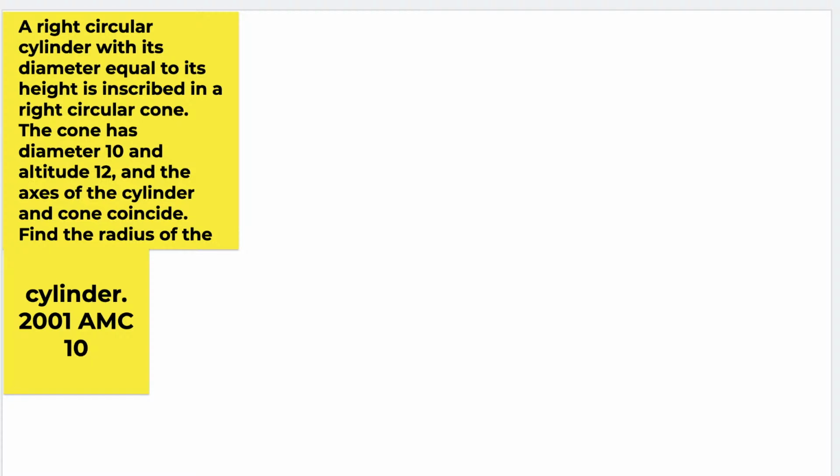A right circular cylinder with its diameter equal to its height is inscribed in a right circular cone. The cone has diameter 10 and altitude 12, and the axis of the cylinder and cone coincide. Find the radius of the cylinder. I'm going to give you guys some time to find this out. Remember, cross section, and that's the clue I'm going to give. Now try.